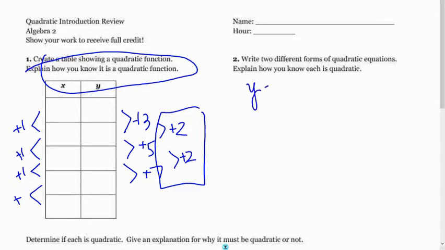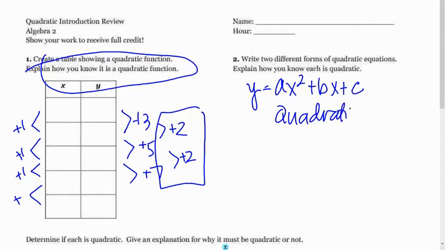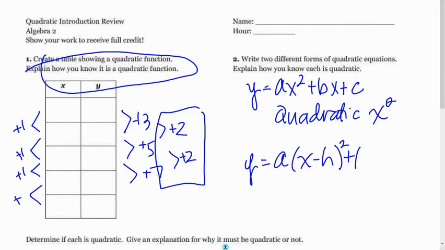So one form we talked about was standard form. And we know it's quadratic because the largest exponent is a 2. Remember, quadratic is an x squared function. And then the other form that we've talked about is vertex form. So that was a(x minus h) squared plus k. And again, if I FOILed this, you would have an x squared function. And that a is the same a, but the other letters are different.